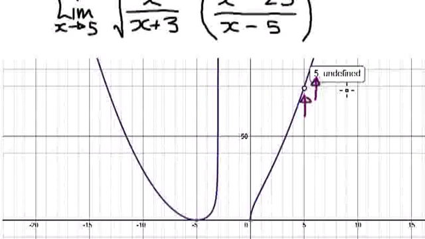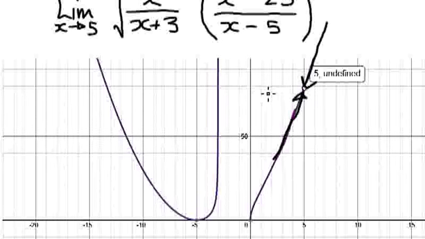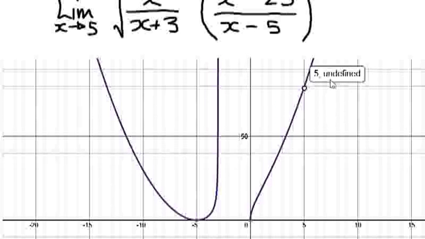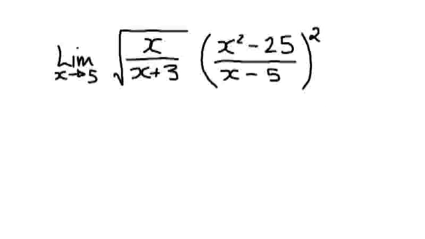At x equals 5, it is undefined. So dead on 5, it's undefined, but you can approach it from the left hand side, and you approach it from the right hand side, and then it does get to a limit. But where is this limit? Dead on 5 is undefined. So anyway, find the limit of this.